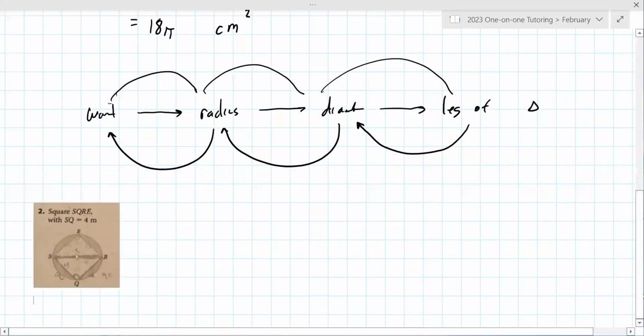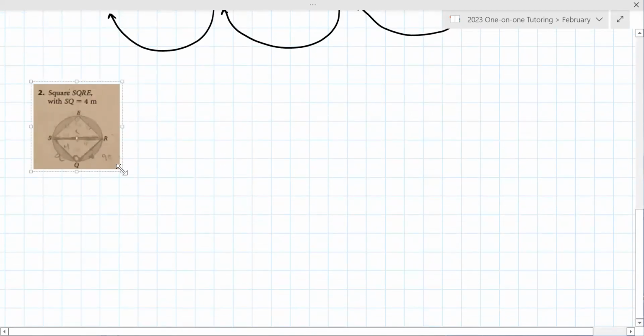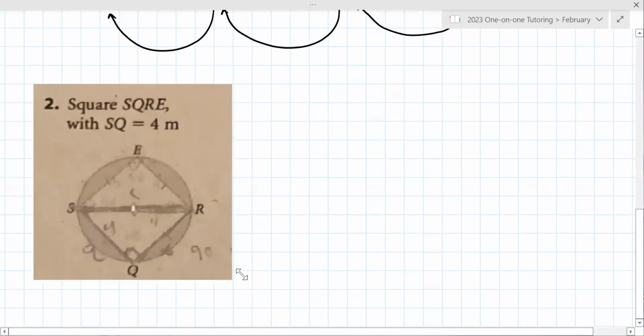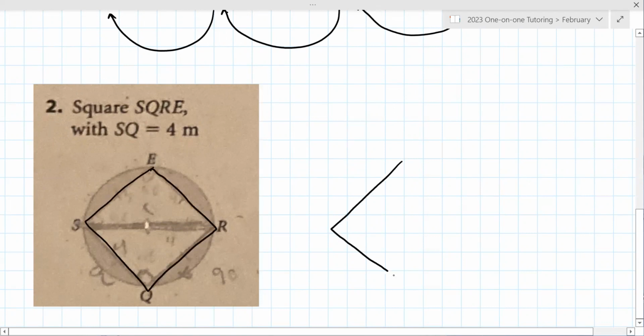All right, let's look at number 2. So there's a square inside a circle. Like this, that's your square. Sometimes it's good to draw it off to the side so you're not overthinking it. What is the area of the square?